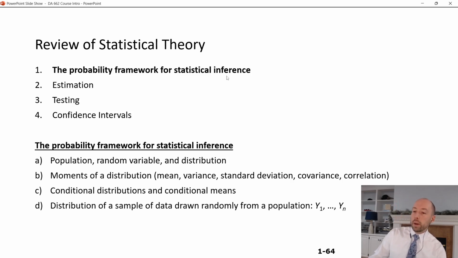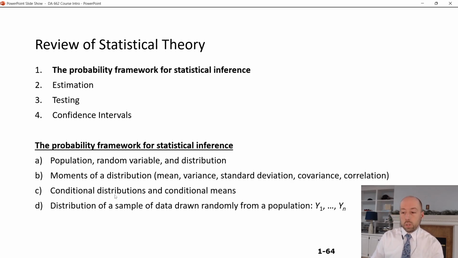So the probability framework here, we'll start with estimation, testing, confidence intervals. We should all be familiar with these terms when I talk about the population, when I talk about a random variable, some number that is drawn from a distribution. The moments of the distribution are simple things that do all of the work here. The mean is a moment, the variance is a moment, the standard deviation, covariance, and correlation are moments.